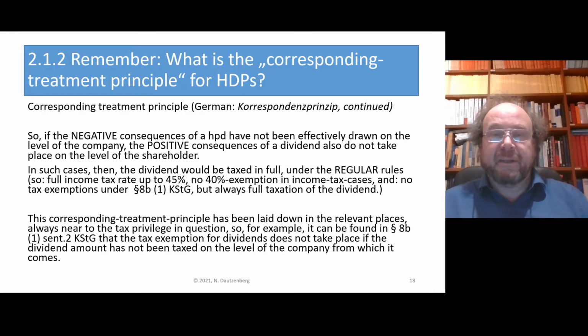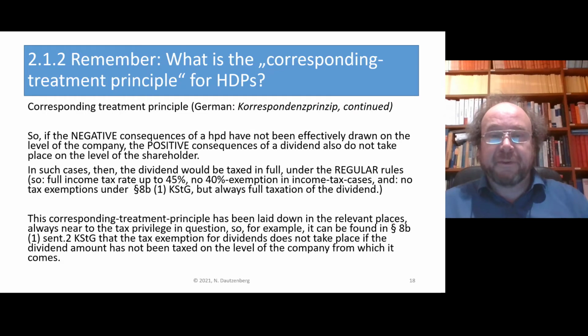When you look in the German Tax Act for the place where you can find the rules about this corresponding treatment principle, then you find them usually placed near the tax privileges for dividends. So near the 25% rule in 32d, you find a phrase which says this rate is not granted if the dividend comes from an untaxed source.